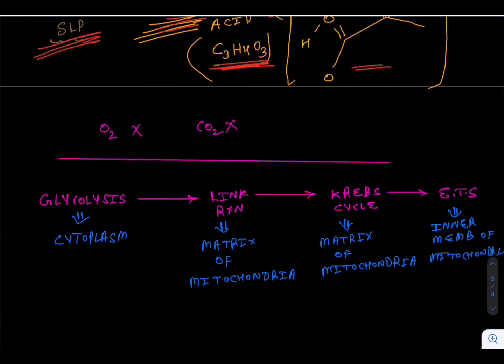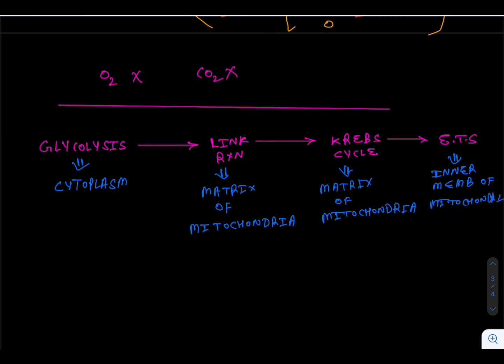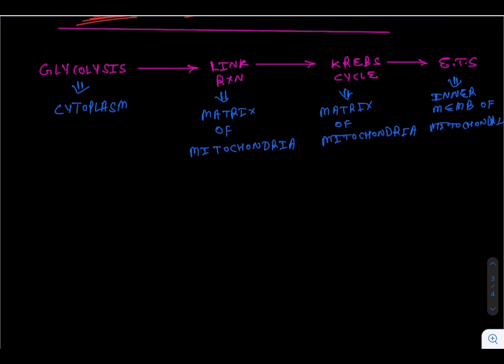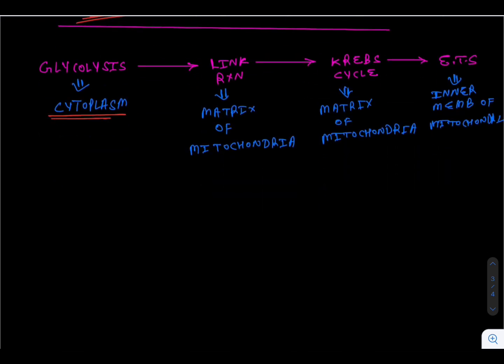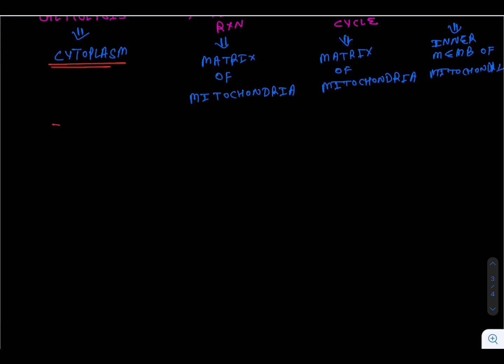Now you have understood that in the complete glycolysis process there is no use of oxygen at any place. Oxidation has taken place, but there is no use of oxygen, right? And CO2 is also not released in the glycolysis process. It means there is no decarboxylation in glycolysis. So this is all about the glycolysis process. Glycolysis is the first step which takes place in the cytoplasm. The second process is the link reaction. The third process is the Krebs cycle, and the fourth process is the ETS, electron transport system.